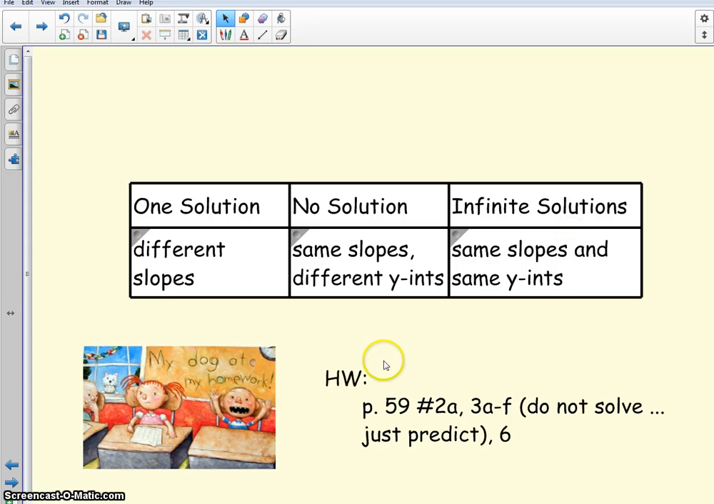So that does it for the unit. There's a small amount of homework here. Just note here for number 3, the textbook asks you to solve it. You don't need to solve it, just predict how many solutions there are going to be. And once we have that, you can start getting ready for a test. Alright, cheers.